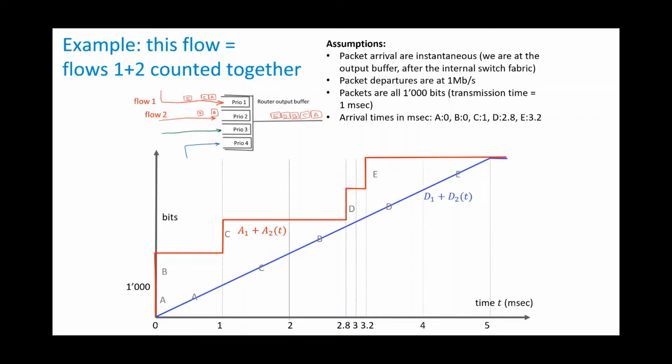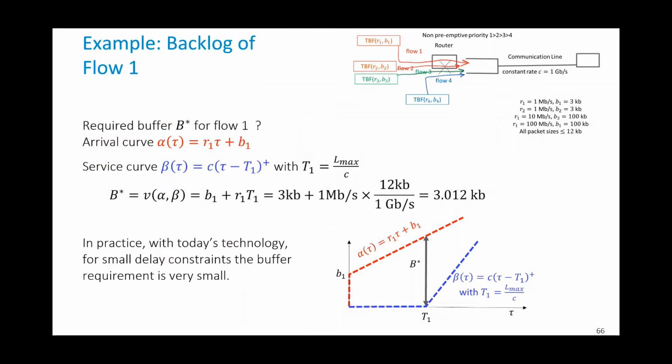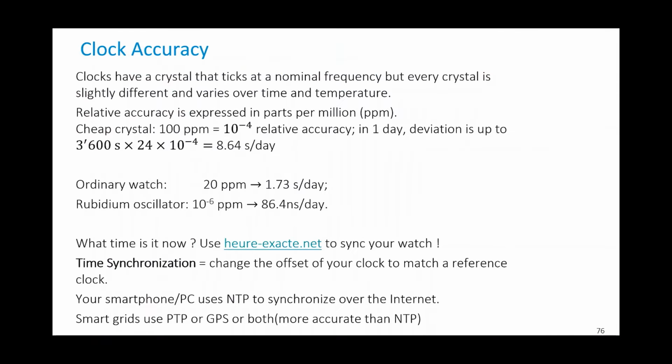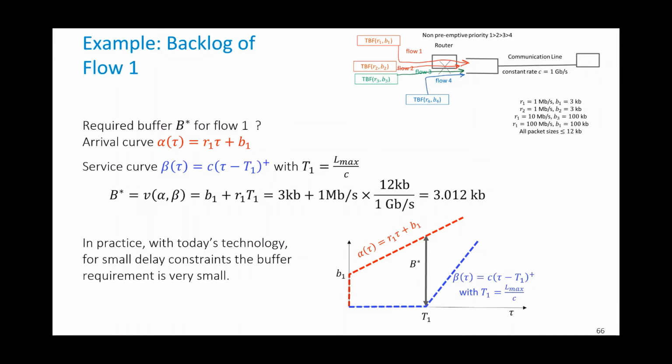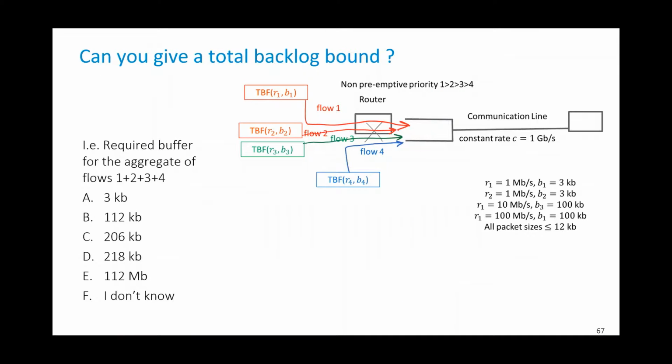So let me go back to my slide. Yes, if I go back to this, I have an aggregate. If I look at this as one macro flow, I know this macro flow receives a strict service curve given by the straight line 1 gigabit per second with no vacation, no latency, no interruption. I still need an aggregate envelope for the arrival.